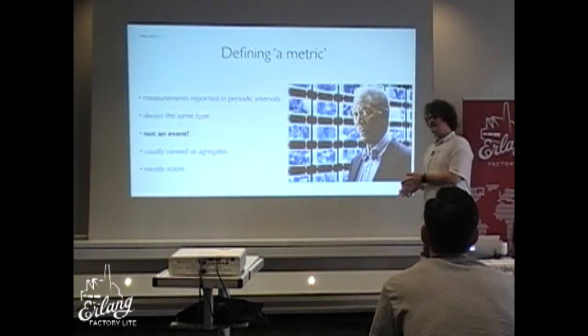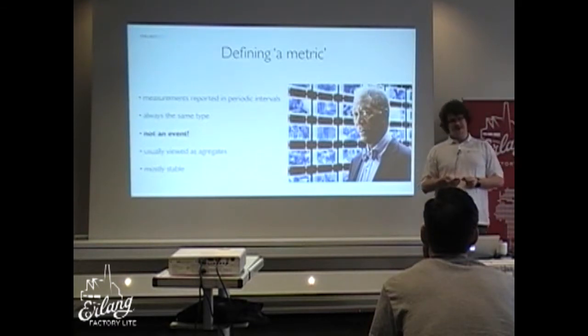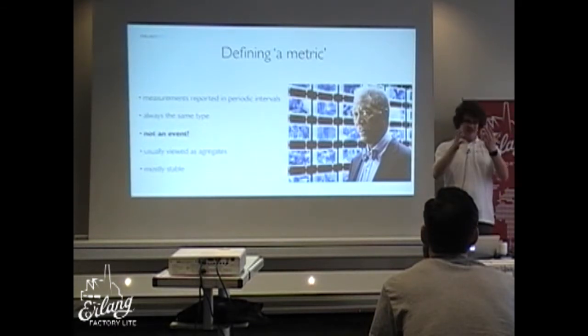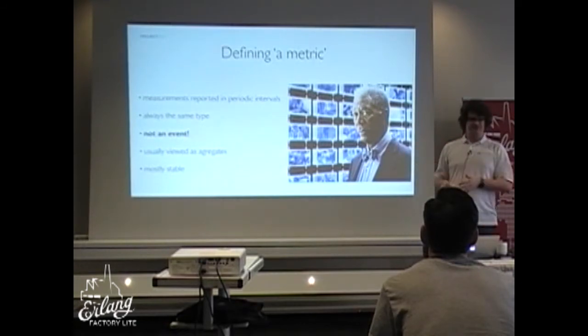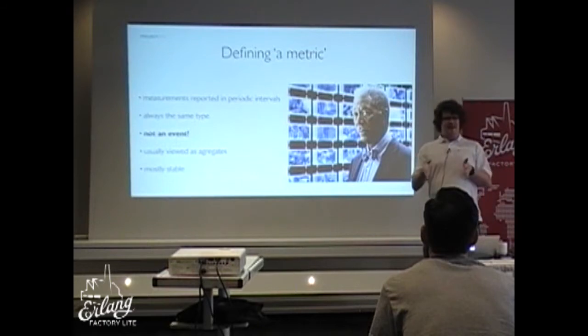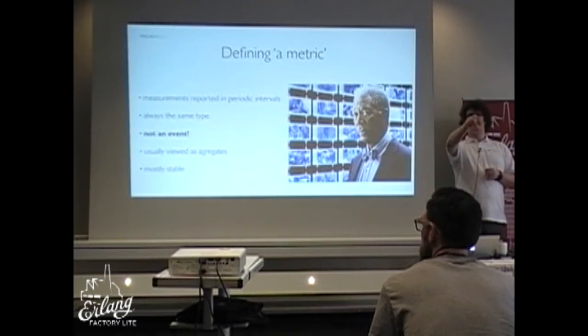And the next thing is they're usually viewed as averages, at least if you have a high enough resolution. If you look at any of those dashboards you're using for your metrics, nearly every query has something like P99 or average or max or min in it. You rarely look at the raw data. And the last part is they're mostly stable. Your CPU will vary, but most of the time it stays roughly the same.